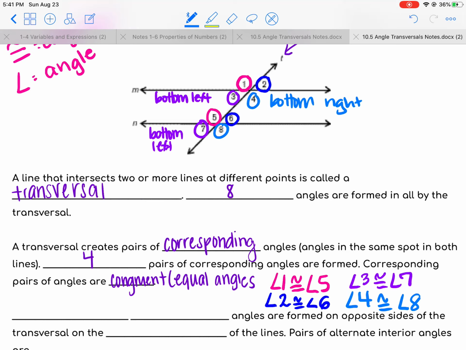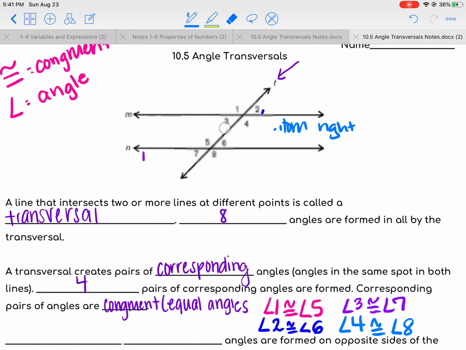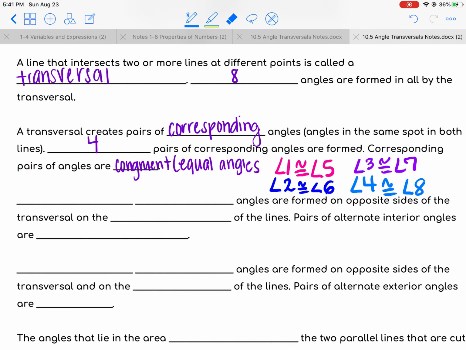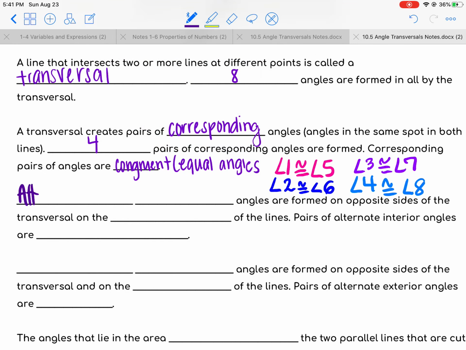So there are 4 pairs of corresponding angles that are created, and these are angles that are in the same spot in both lines. So now I'm going to go ahead and erase these so we can talk about another relationship. Next relationship you have is called alternate interior angles. They are formed on opposite sides of the transversal on the inside of the lines.